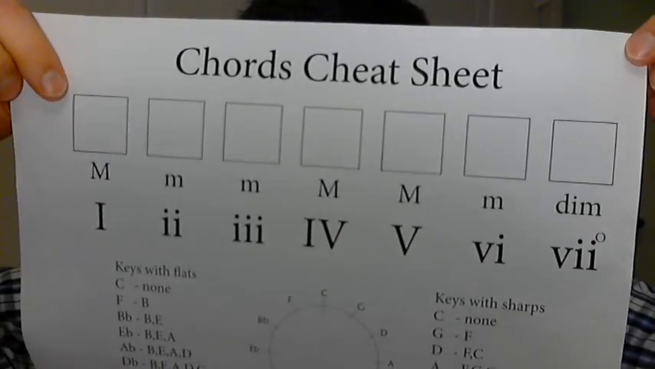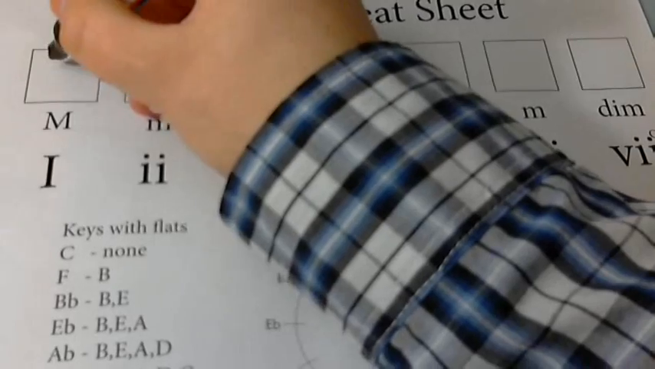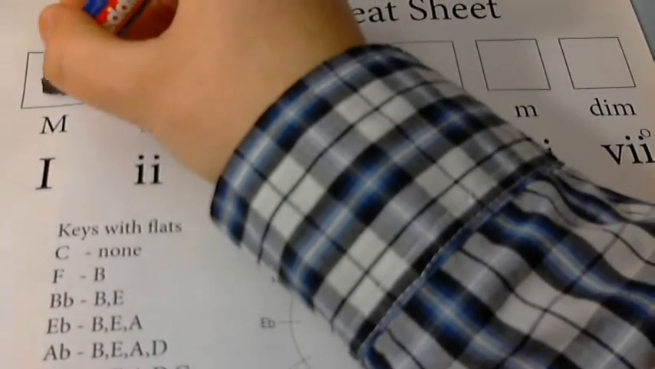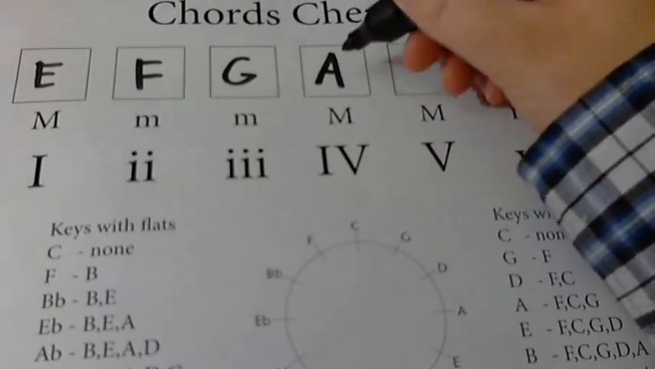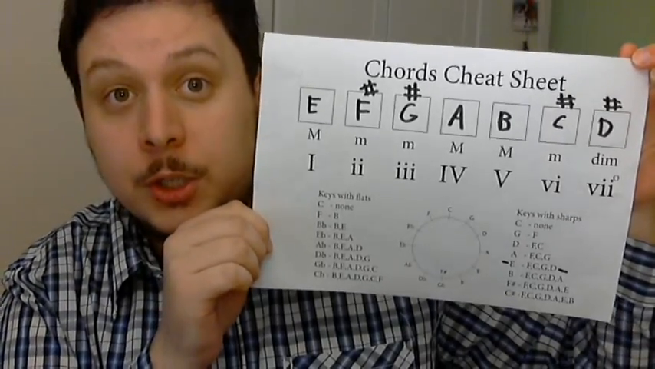So pick a key and fill in the boxes, putting the first letter in box 1 and moving from there. We are going to do E major. E, F, G, A, B, C, and D. As you can see, E major has 4 sharps. F, C, G, and D. So your finished chart should look like this.